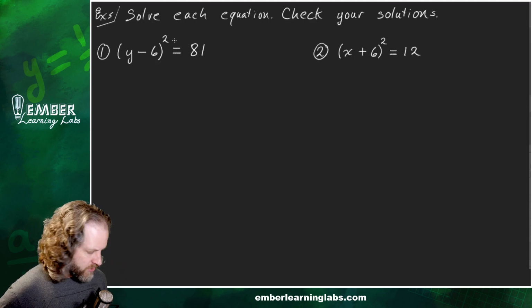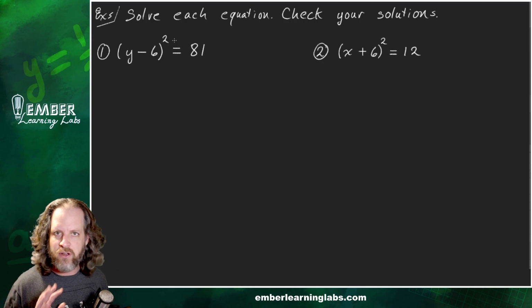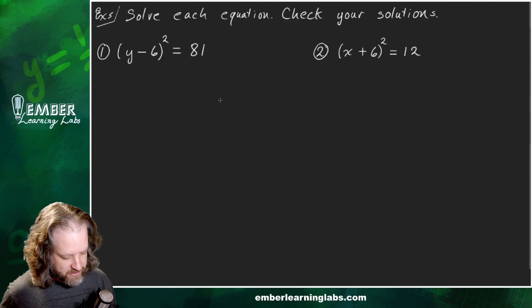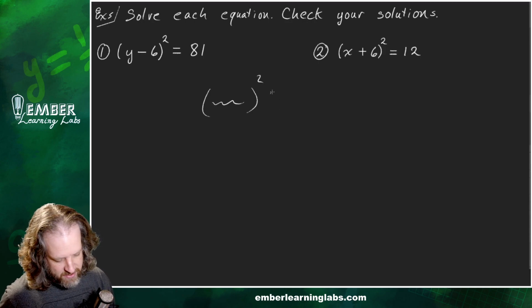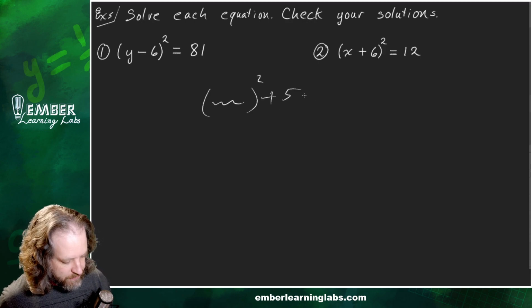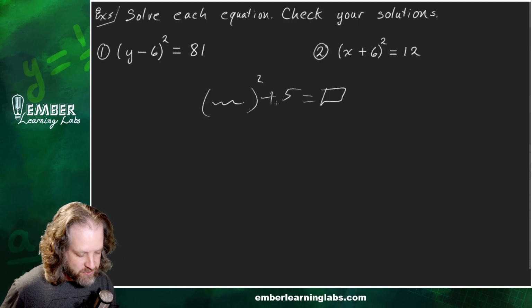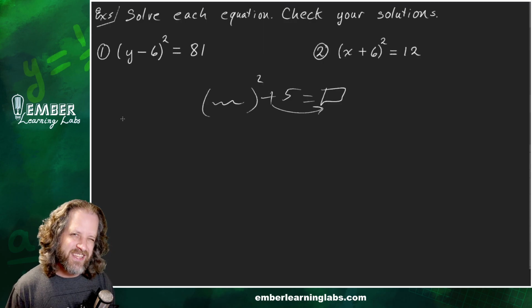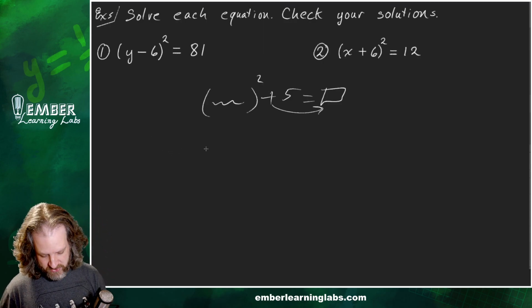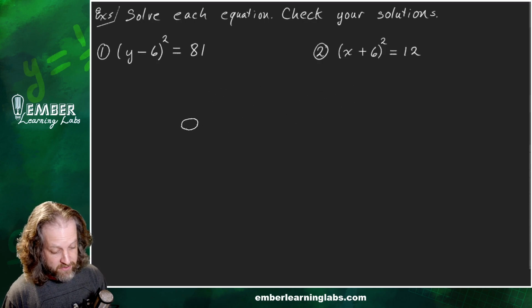Now, I will caution you, and I'll have to look at whether this is in our homework set, but I'm going to caution you that this is a thing. If we have something squared, and then plus something else equals something else, then before we square root both sides, we want to move everything off. We want to get the thing that's squared by itself before we do the square root step.